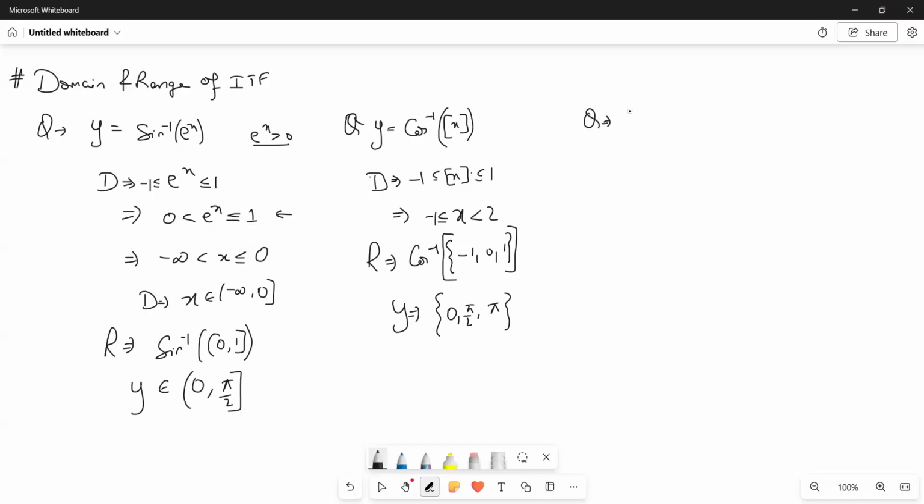Okay, next question. Find the domain and range of sine inverse of fractional part of x.